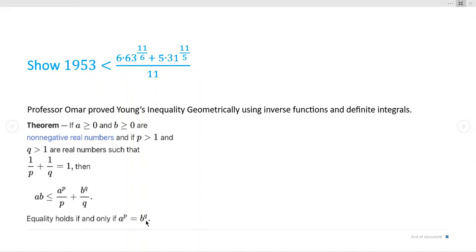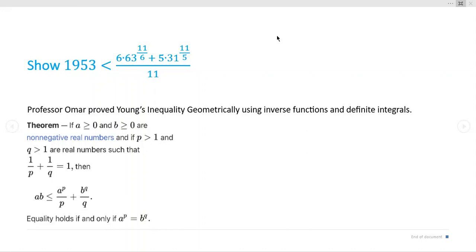But I'm not going to make any effort to prove it. I encourage you to view that if you want to. It's very cool how he proved it. The proofs I've seen before have been just algebraic in character. He did it totally geometrically based on definite integrals and functions and their inverse. So let's get into this.